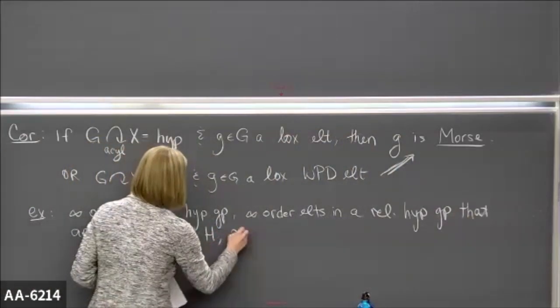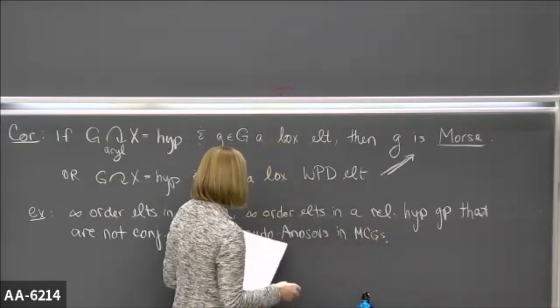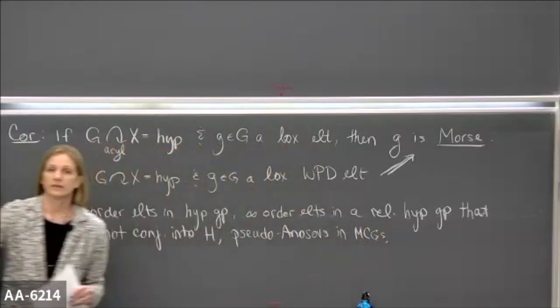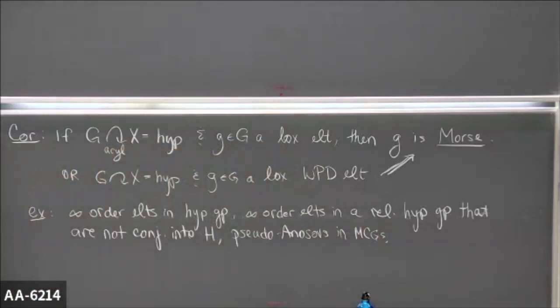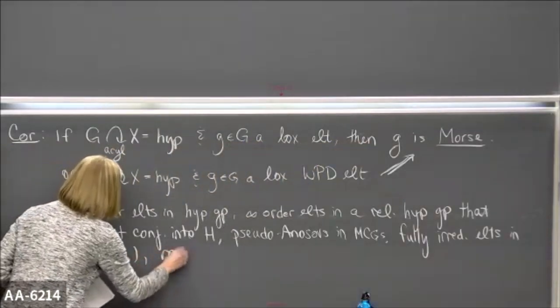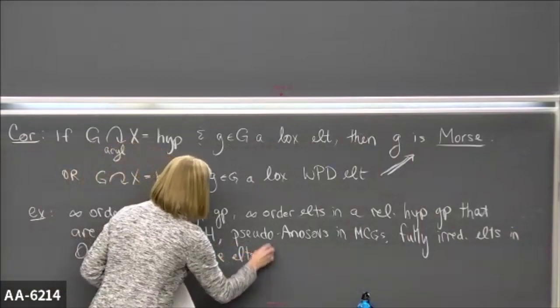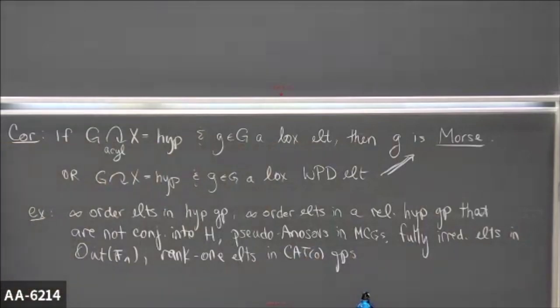All of the pseudo-Anosov elements in mapping class groups. In Out(F_N), Jean-Pierre defined irreducible elements. So if you are fully irreducible, which means that you are an irreducible outer automorphism, but also all powers of you are also irreducible, then you are a Morse element. And also, I'll say rank 1 elements in CAT(0) groups. Okay, so you get a lot of Morseness from these properties.